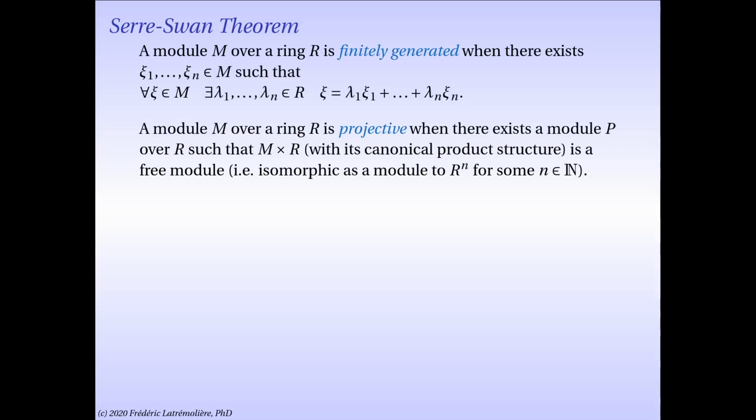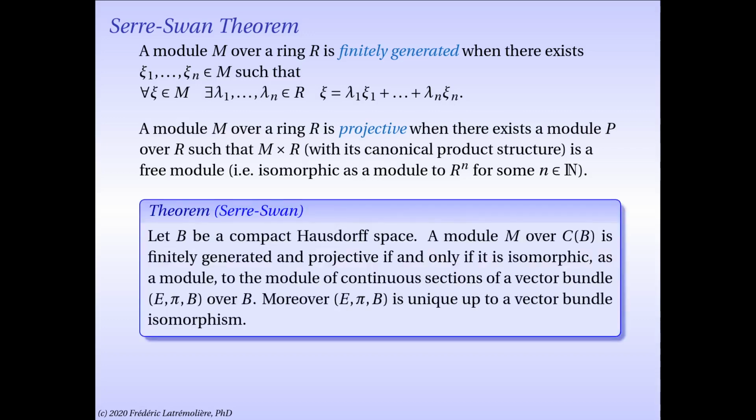The notion of projectivity for modules may be phrased in terms of a natural lifting property within the category of modules over a ring, and it is thus a natural concept. The Serre-Swan theorem states that the module M over the C-star algebra C(B) of complex valued continuous functions over a compact Hausdorff space B is isomorphic to the module of continuous sections of a vector bundle over B if and only if M is finitely generated and projective as a module over C(B).